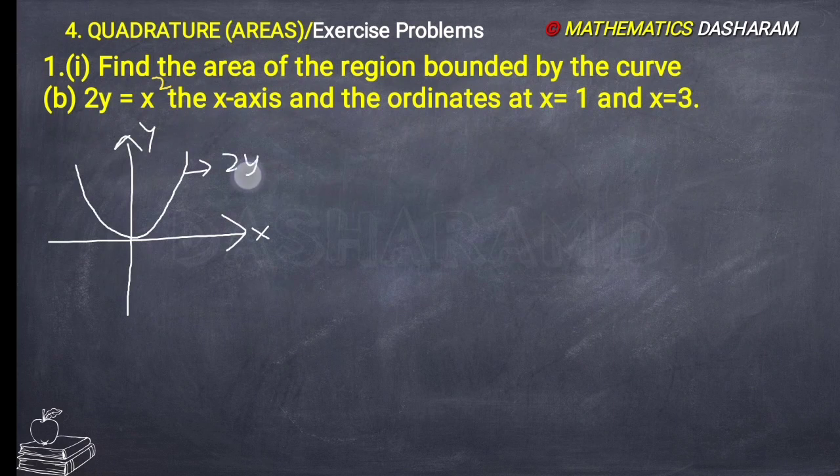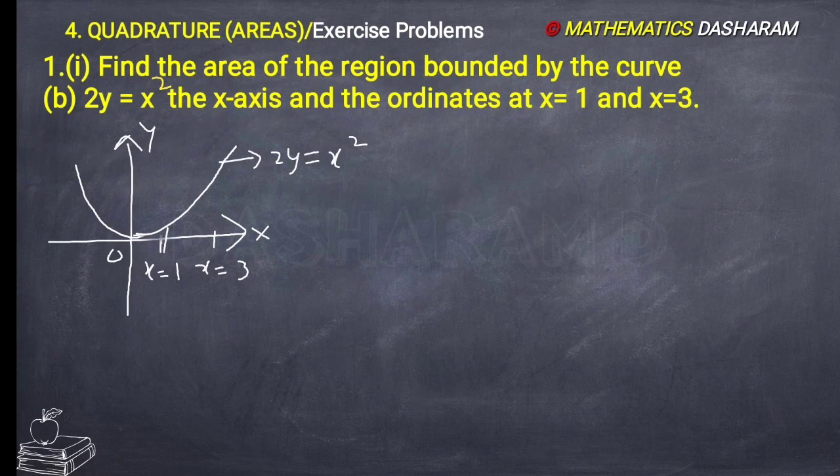So 2y equals x square, and the area bounded by the x-axis and ordinates at x equals 1 and x equals 3. Here is the intersection point 0. x equals 1 here, x equals 3 here. So between these two ordinates the area is bounded. This is the area we have to find out.